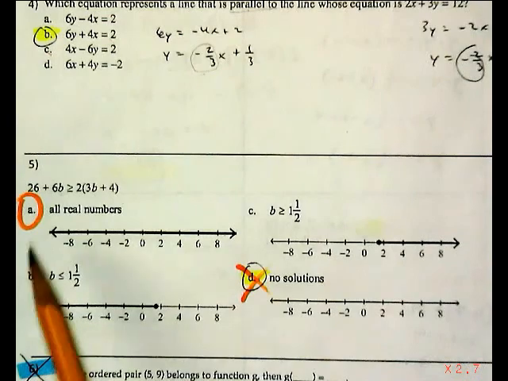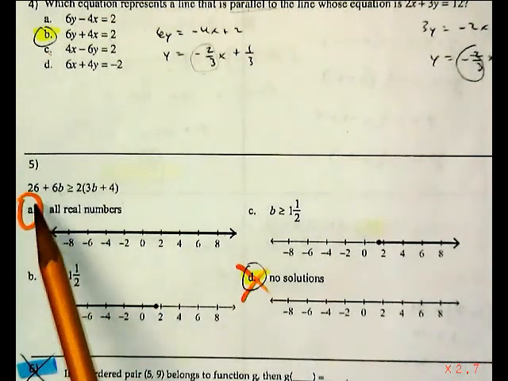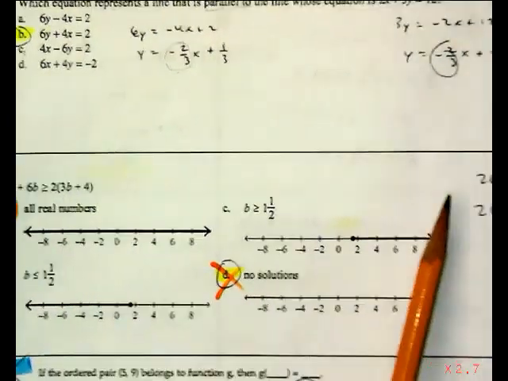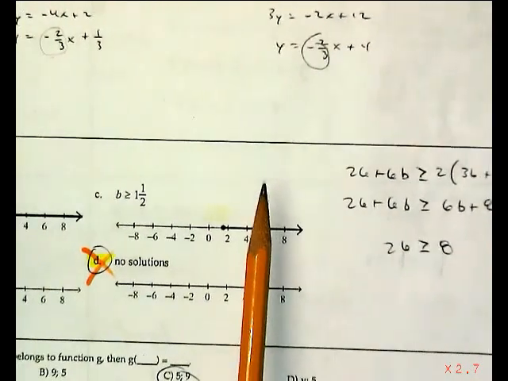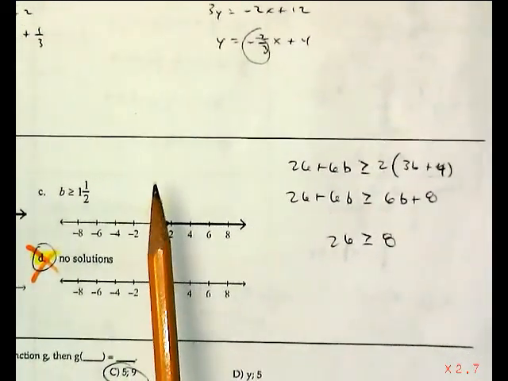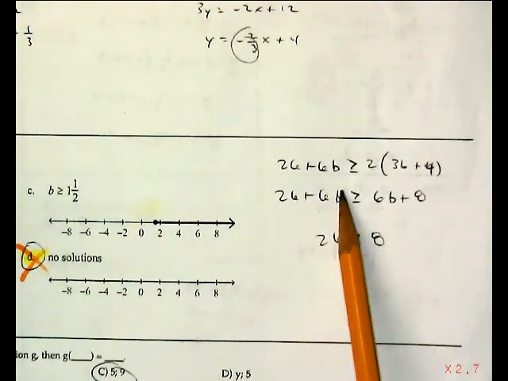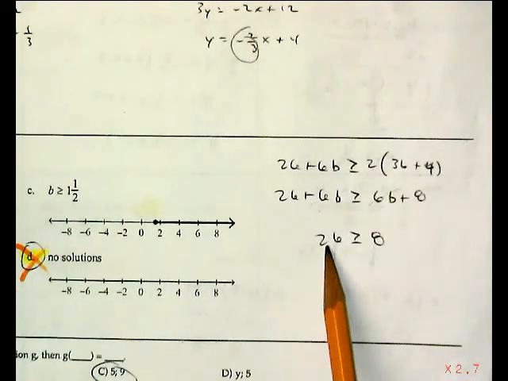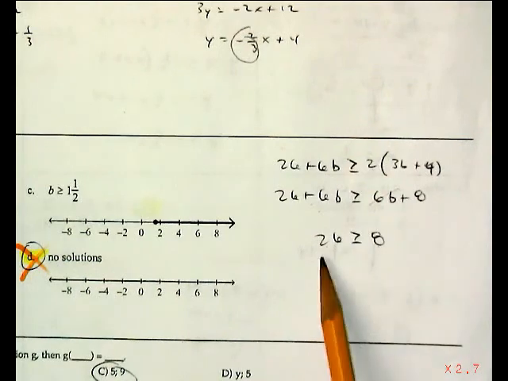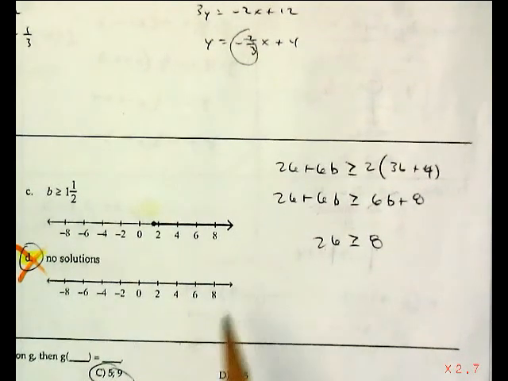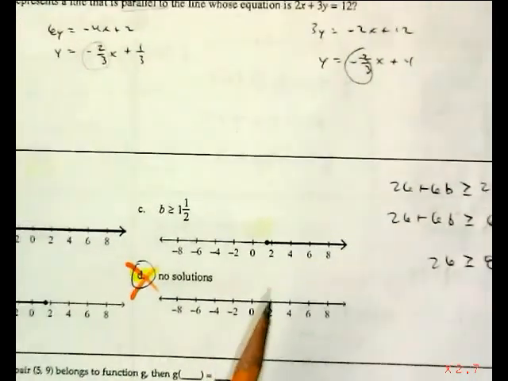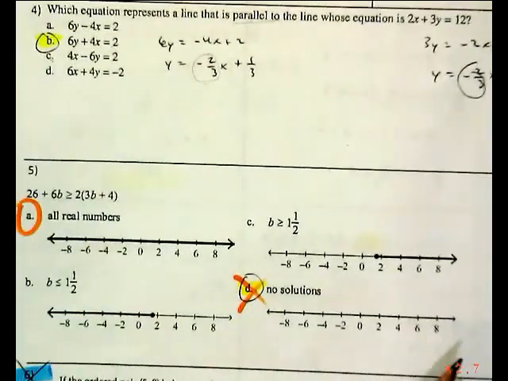Question number 5. I made an error. So if you solve this, you distribute, subtract 6b from both sides, then the 6b's are eliminated. So you have 26 is greater than or equal to 8. So that's true, which says that any point that you can pick is going to be true. So it's not D, it's actually A.